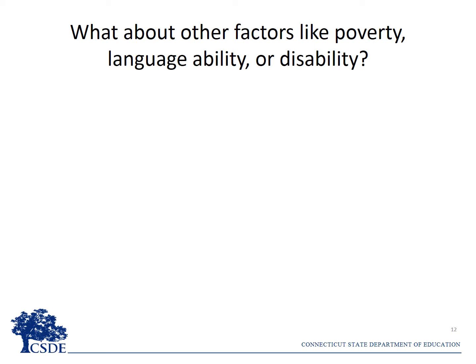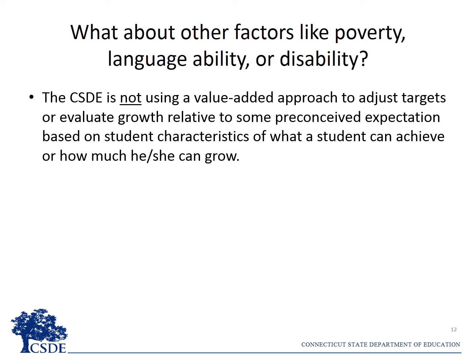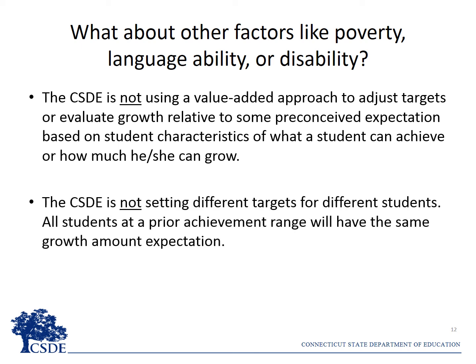You may be wondering, so what about factors like poverty, English language ability, or student disability? To be clear, Connecticut's model is not a value-added approach where targets are adjusted or growth results are evaluated using some preconceived expectation of student achievement that is based on student characteristics. Connecticut's model does not set different targets for different students based on student characteristics. All students at a prior achievement range have the same growth amount expectation.